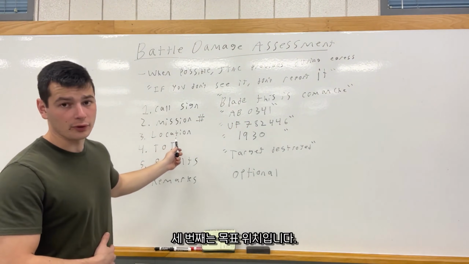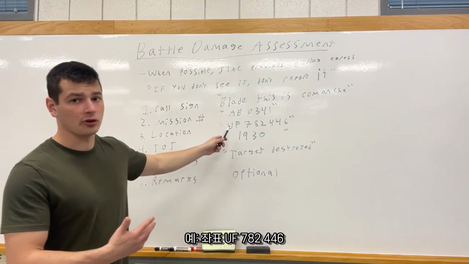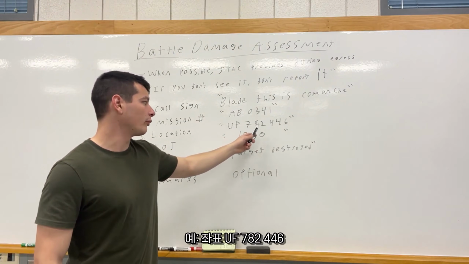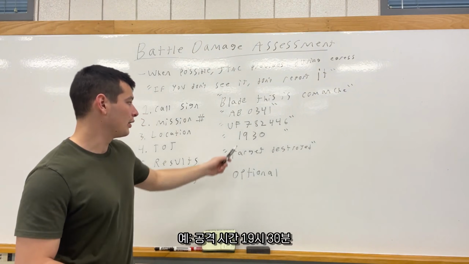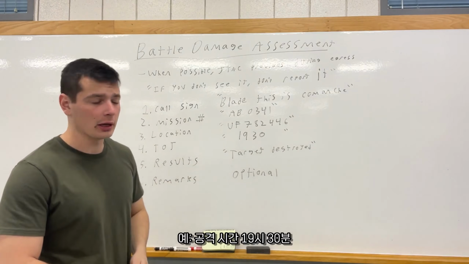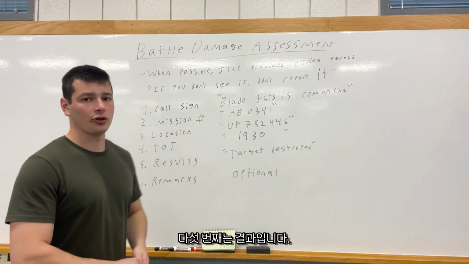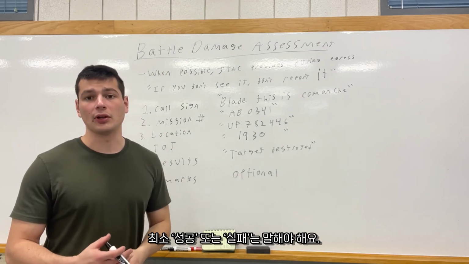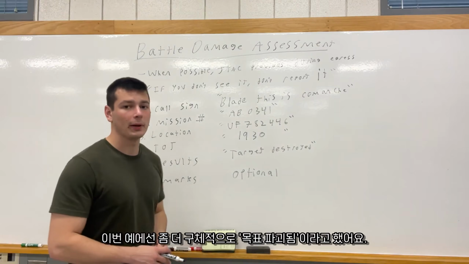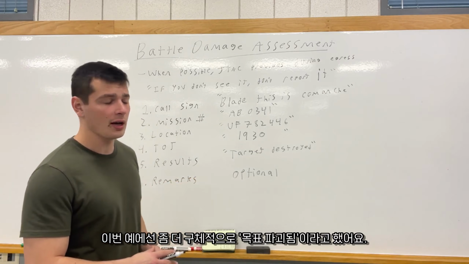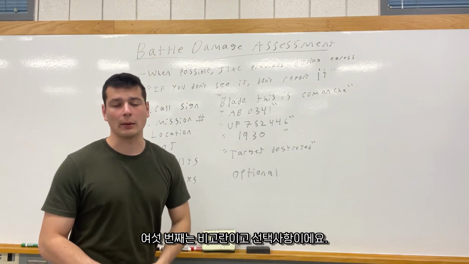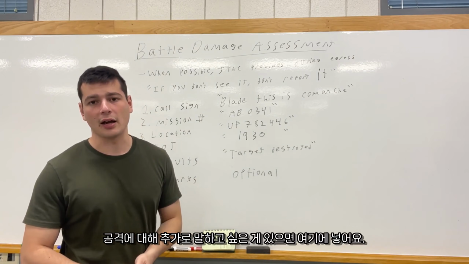Third being the location of the target. In this case, we use a 6-digit grid, Uniform Fox 782446. The fourth being the time of the attack. In this case, we'll imagine the attack was at 1930. The fifth being the results, and again, this is where at minimum you need to say successful or unsuccessful, but in this case we can be a little more specific, and we're going to say target destroyed. And then 6 is remarks, which is optional. This is anything that you would want to add about the attack.